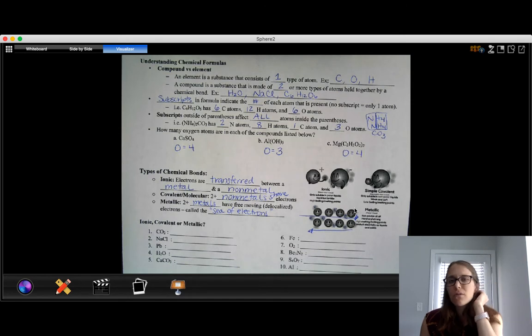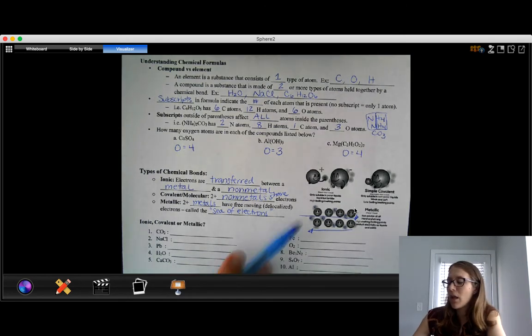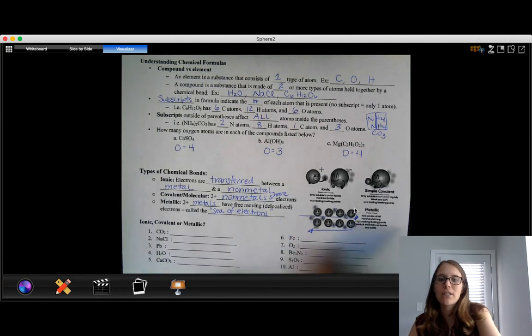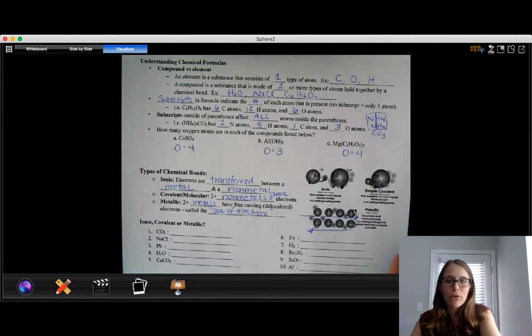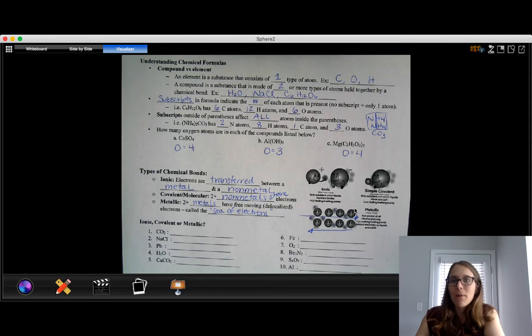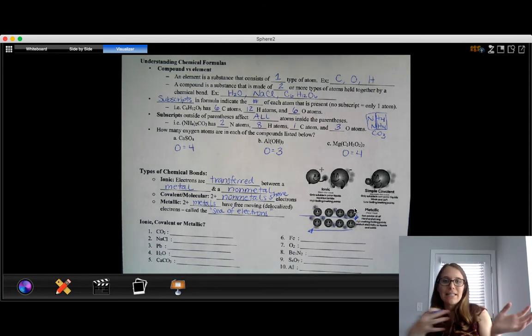And this is why metals are really good conductors of heat and electricity, because if you were to plug this into the wall, the electrons could flow through the metal. And same thing with heat. It just allows for the easy transfer because of these free moving electrons.